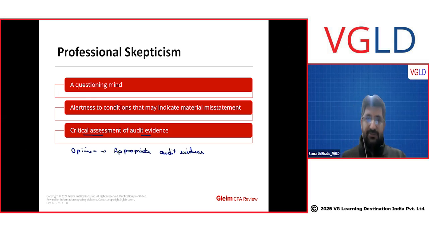It's very important. So the first thing is they should have a questioning mind. They will be alert to the conditions that indicate material misstatement, that show that misstatement may be there in a company's financials. Then they will be doing a critical assessment of whatever evidence they have collected. So that is about professional skepticism. Please let me know, everyone, if anything is not clear.